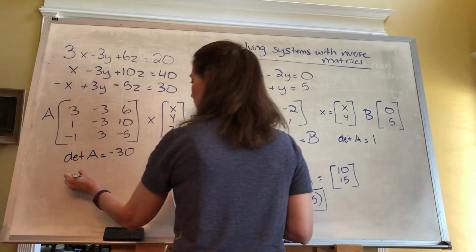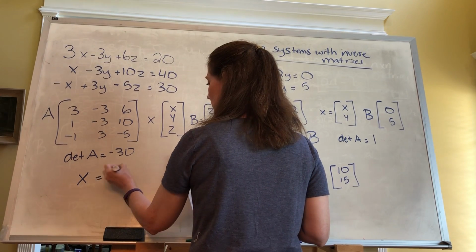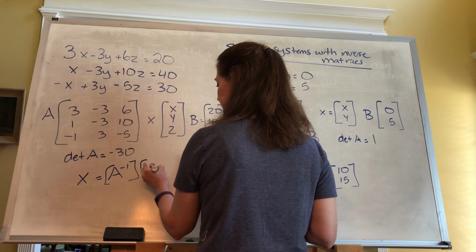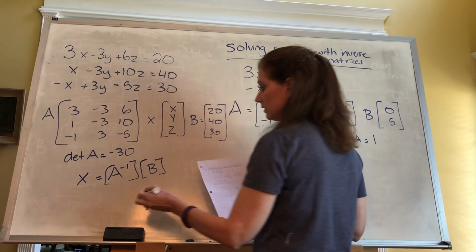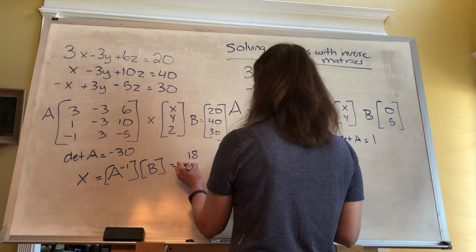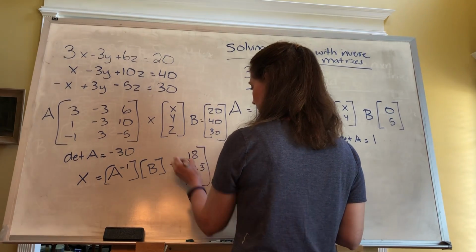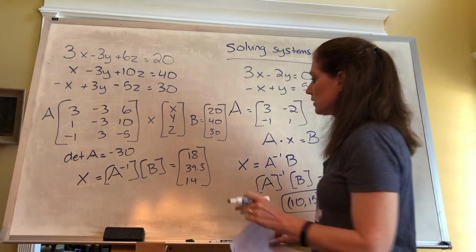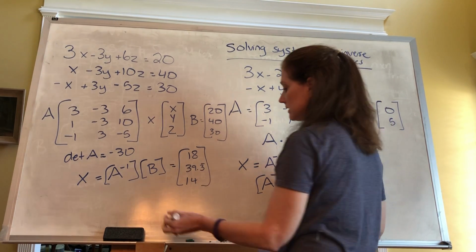Alright, so x equals the inverse of A times B, and that is going to give me that solution right there. And so we know that x is 18, y is 39.3, and z is 14.